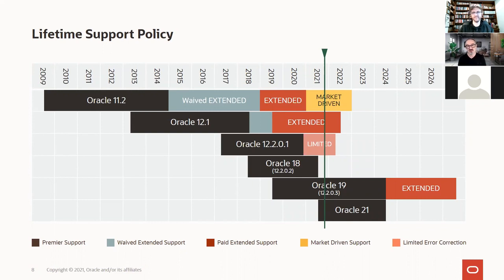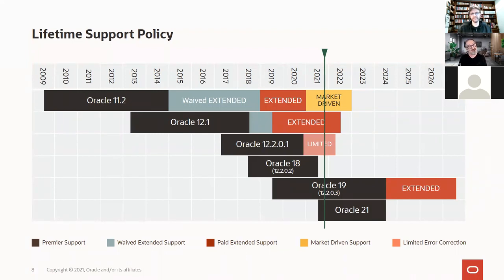So for 11.2.0.4, we are at the moment in market-driven support, which is an extra cost thing. So we still fix security and priority 1 bugs for customers who have signed a contract for market-driven support, but those are not available for everybody. 12.1.0.2 is really close to the end of extended support, so be aware of that. And I know that some of you are still on 12.1.0.2.